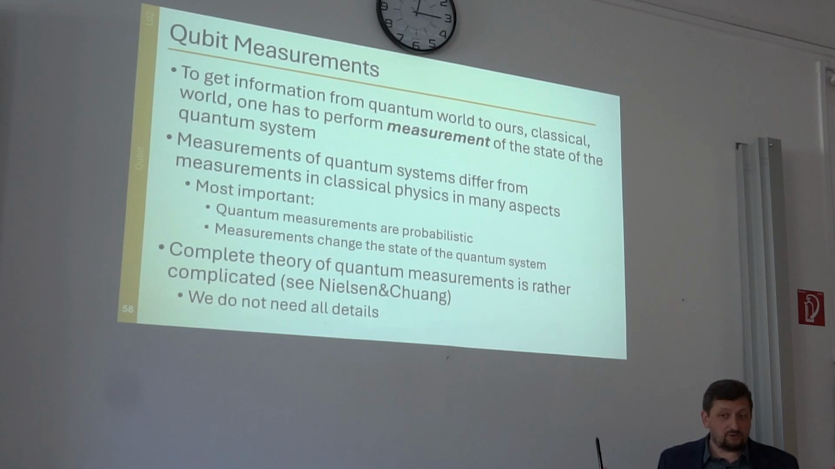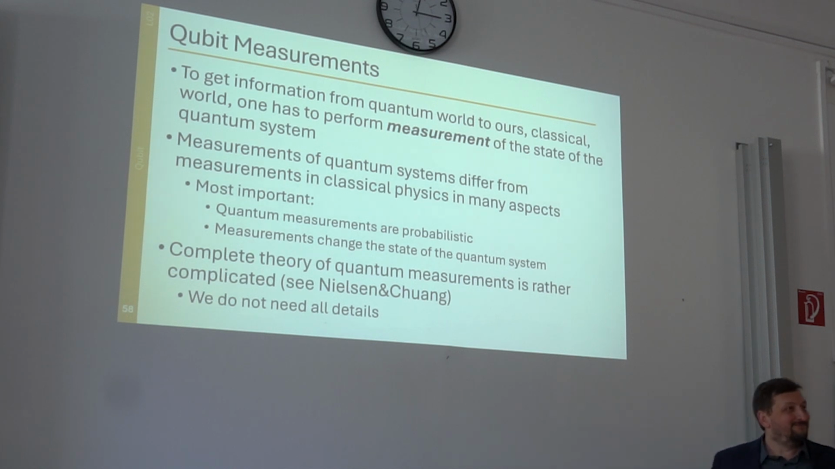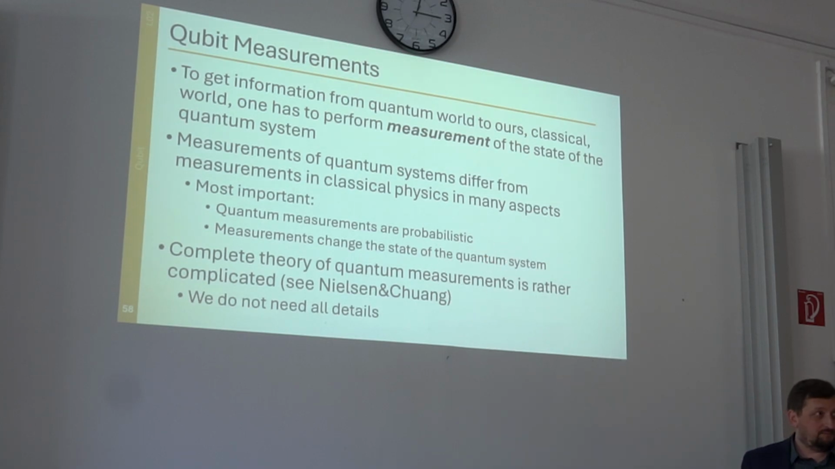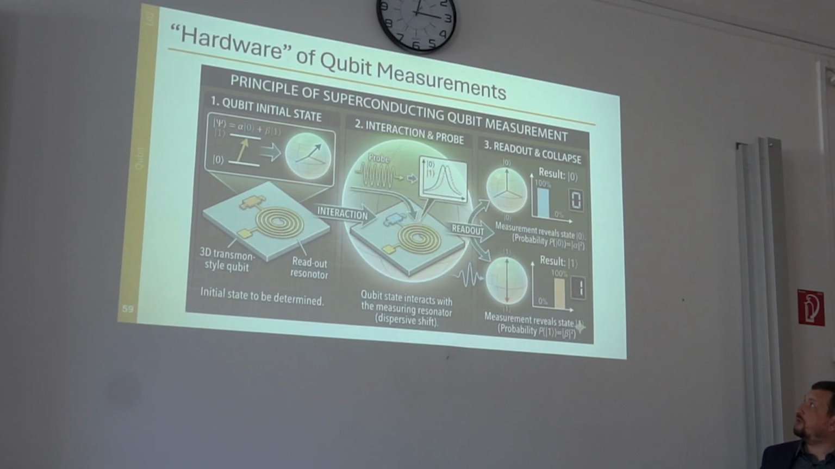Why that happens, actually, we don't know. This is one of the open problems in quantum physics, the measurement problem. It just happens. Okay, so there is measurement, and measurement changes the state of the quantum system.